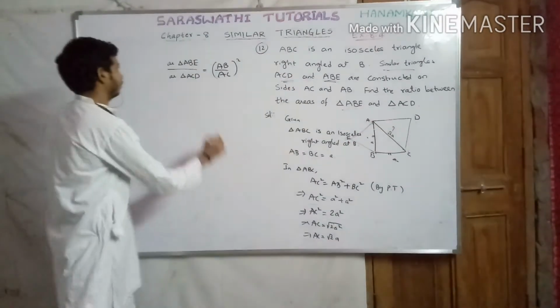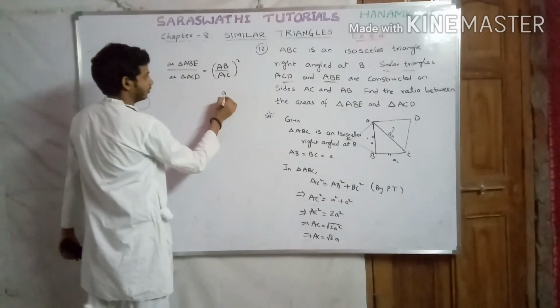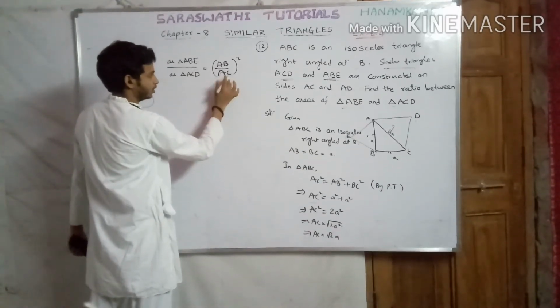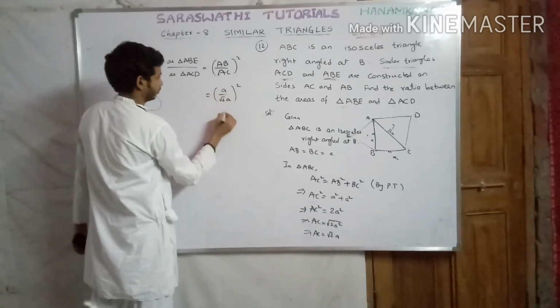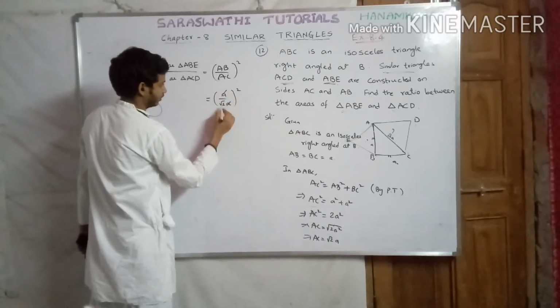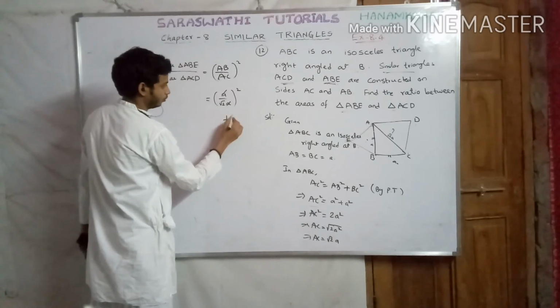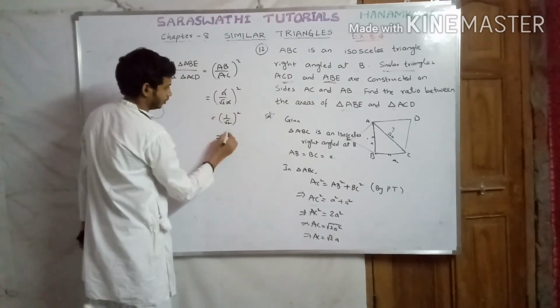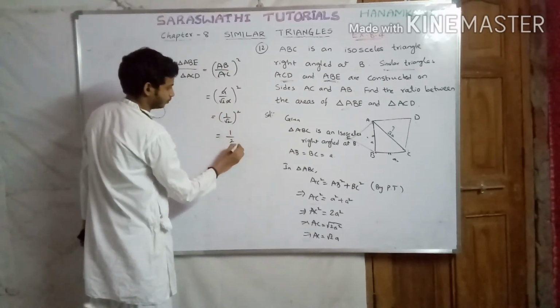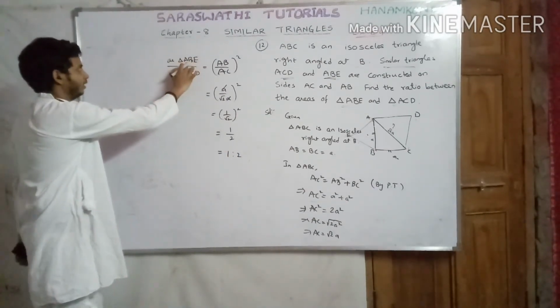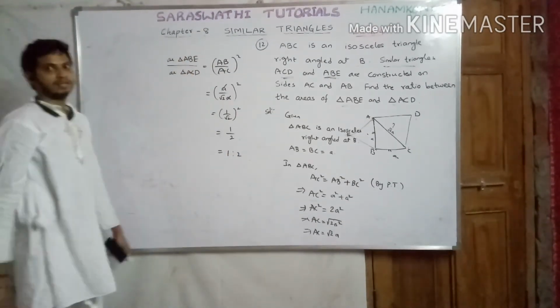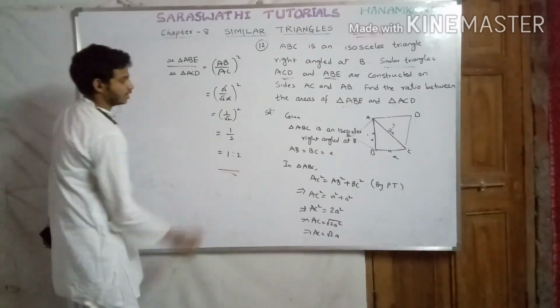So AB we have taken as A, and the value of AC I have obtained is root 2 A, whole square. So A gets cancelled, and we get (1 by root 2) whole square. That means 1 square is 1 and root 2 whole square is 2. So 1:2 is the ratio between the area of triangle ABE and the area of triangle ACD. Okay, so this is the answer.